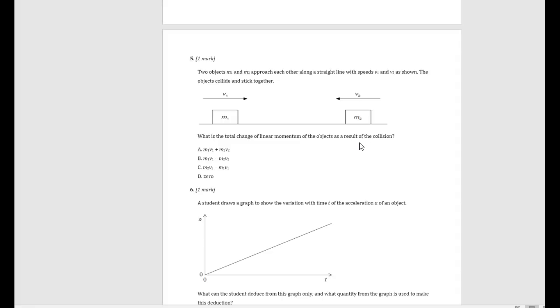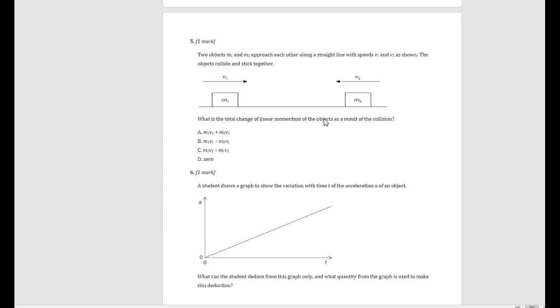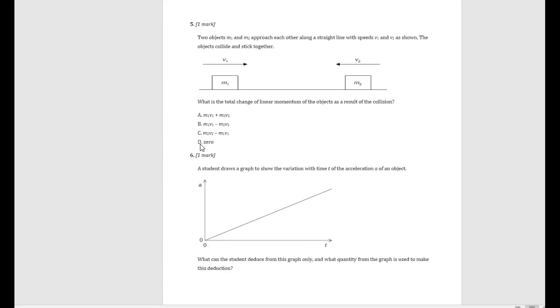Now, this is kind of a trick question, because when the two objects collide, their individual momenta will change. However, during any collision, the total momentum of the system must remain constant. That's called the conservation of momentum. So the total change of momentum as a result of the collision is going to be 0. Even though the individual objects change their momenta, when you combine their momenta, there's no overall change. Okay, so the answer there is D.